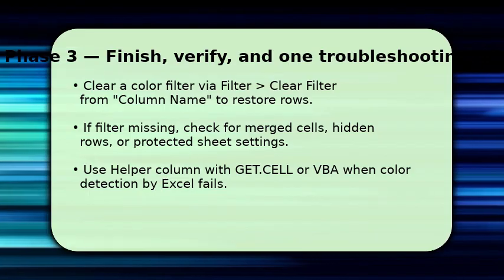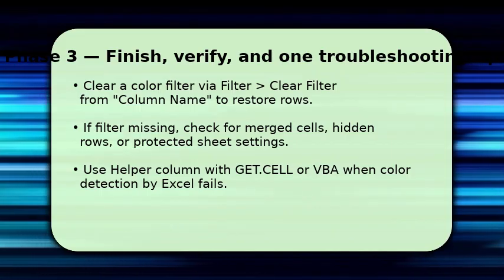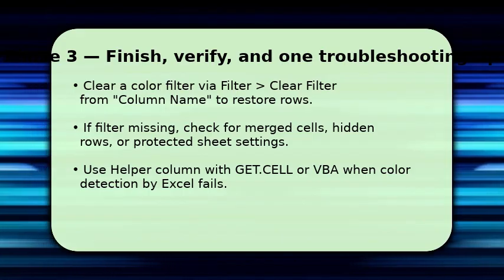Those block filters. When Excel cannot detect the color because it's applied oddly, create a helper column using GET.CELL via named ranges or a short VBA macro to read the interior color and filter that value. This solves stubborn cases.